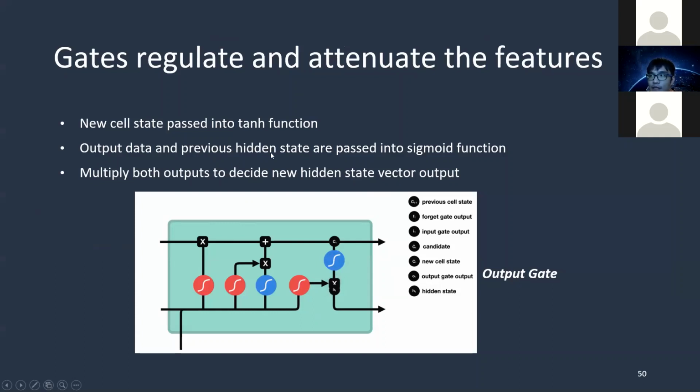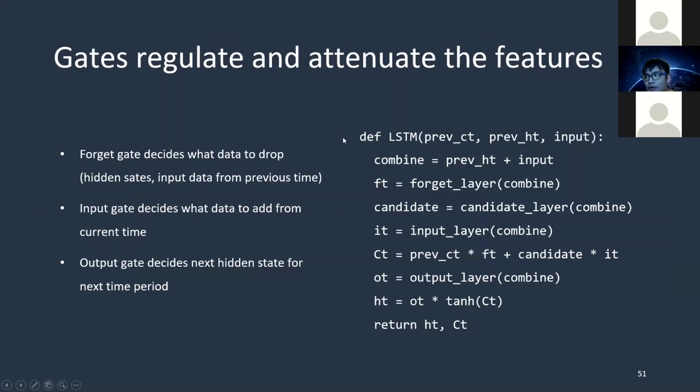Output data and previous hidden states are passed through, so you have a new hidden state of the memory and also a new cell state. So that's the goal of this gate.